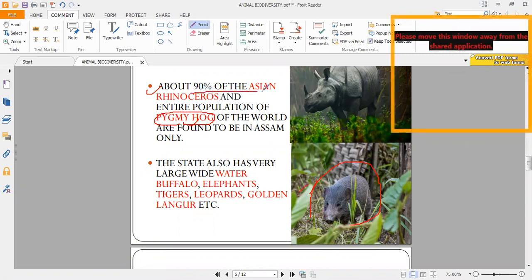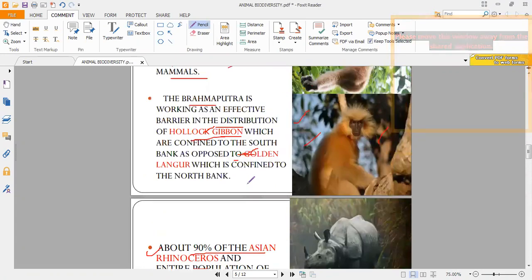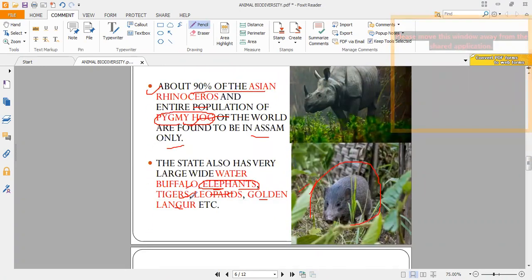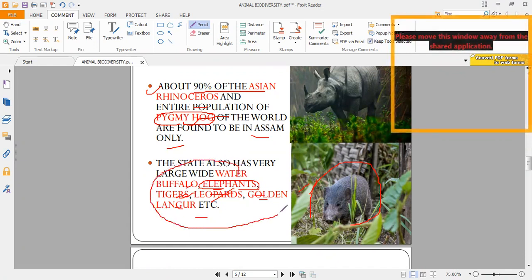So we can see around 90% of the Asian rhinoceros and the entire population of pygmy hog at present in Assam. The state also has a variety of large animals like water buffalo, elephant, tiger, leopard, and golden langur. The elephant population is also very huge in Assam, and water buffalo is also famous in the state. These are water buffaloes. Then we can see tigers, leopard and golden langur. So these are very important animals, along with pygmy hog and rhinoceros.